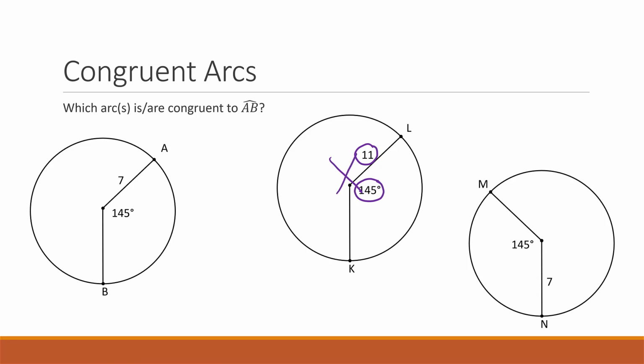Our second one has a radius of 7 and an angle of 145. Because this has the same radius and the same angle, that's going to give us a congruent arc. It's going to have the same size and the same shape. So size, think of that as your radius, the size of the circle, and the shape, how much of the circle. Okay, is it a little bitty arc, or does the arc go really far around? The same shape.